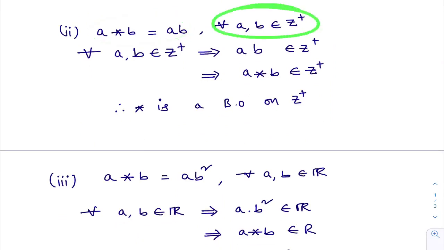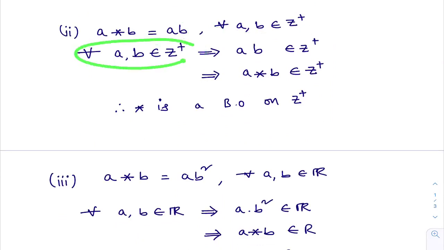A and b are in Z plus. This question is based on Z plus. Now I'll take any two positive integers, a comma b belongs to Z plus. I'll check whether a star b belongs to Z plus or not. I'll check a star b, which is ab.